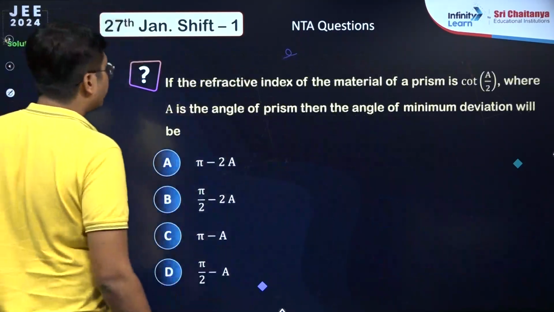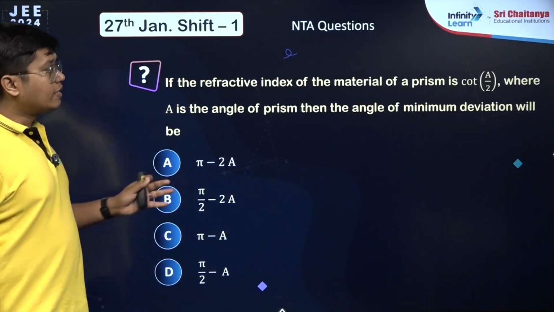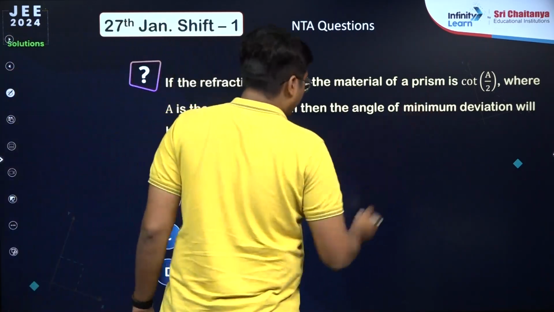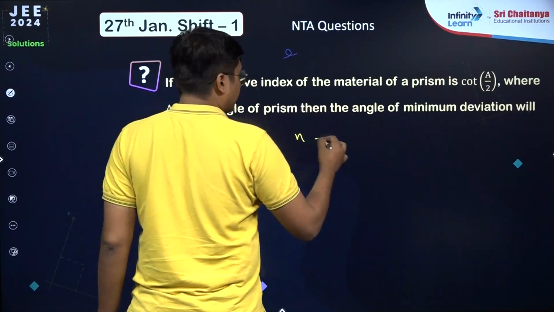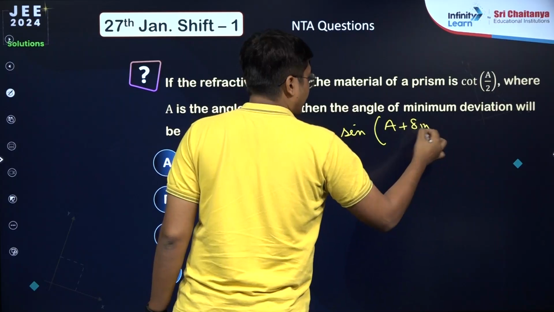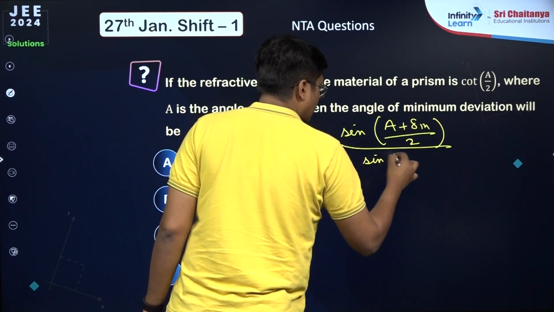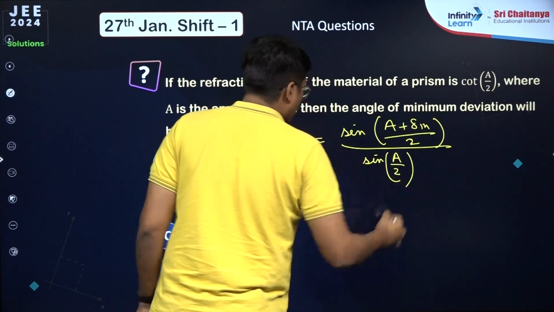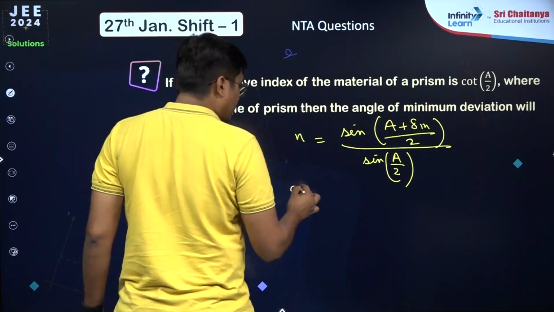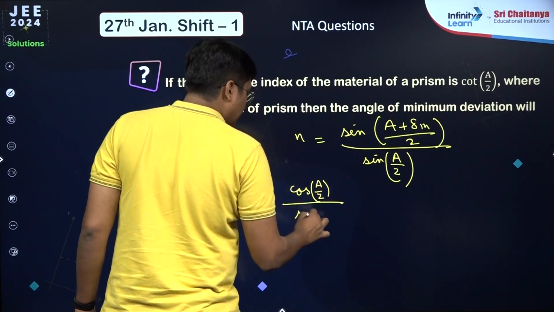Next question says, if the refractive index of a material is cot A by 2, where A is the angle of the prism, then the angle of minimum deviation is going to be what? So this is given as the refractive index. We know for a prism, the refractive index is sine of A plus delta m divided by 2, divided by sine of A by 2. Now this refractive index is given as cot A by 2. So we directly replace it and write the cot as cos A by 2 divided by sine of A by 2.